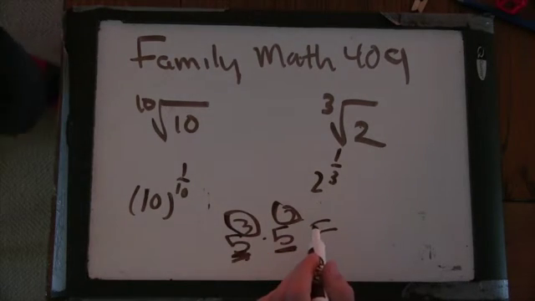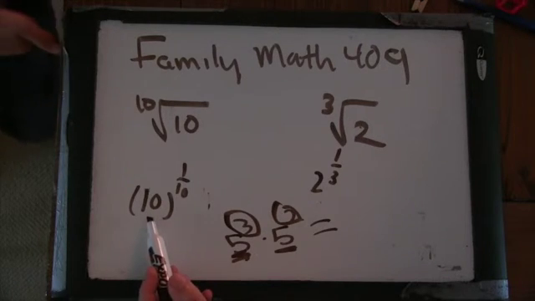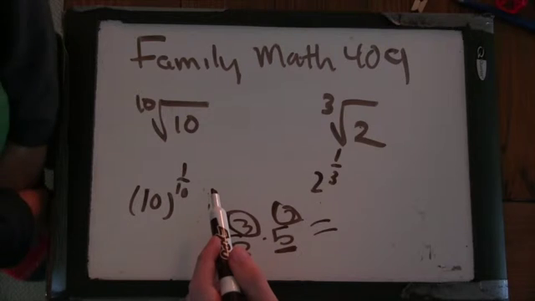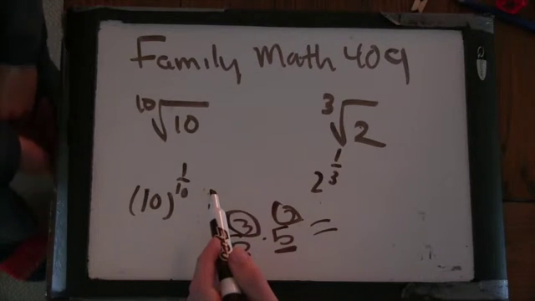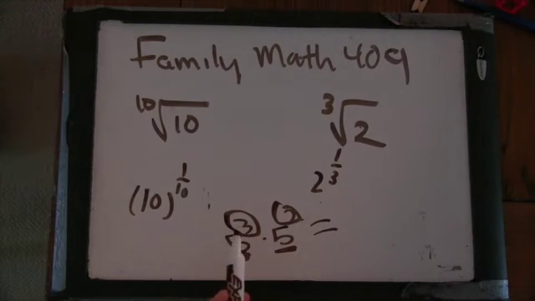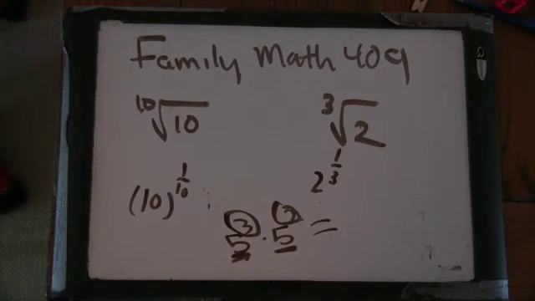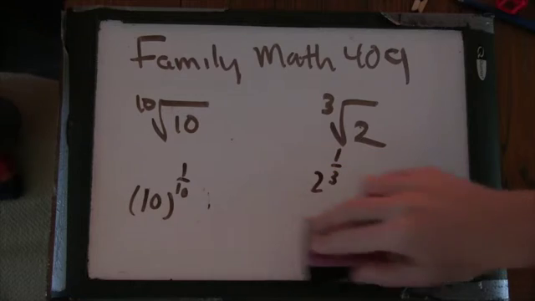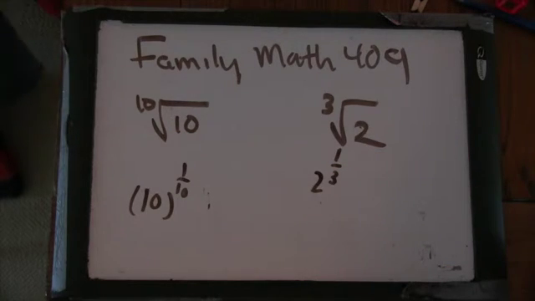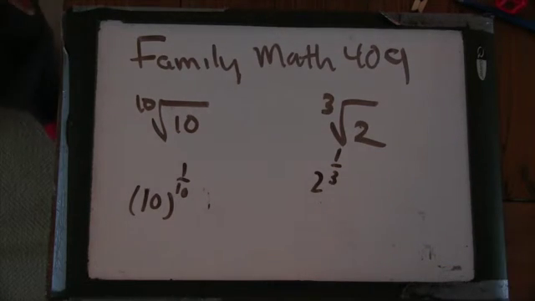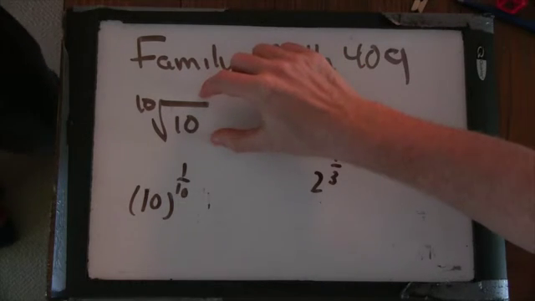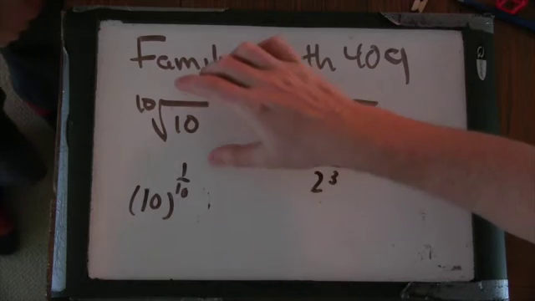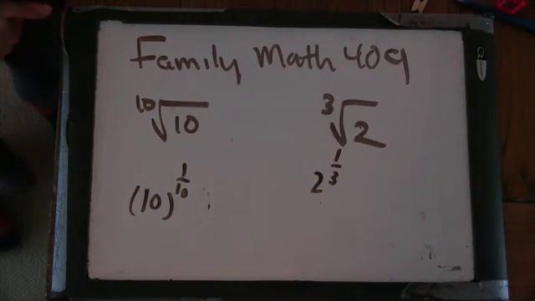So when you multiply the 10 to the 1/10 times 10 to the 1/10, what do you get? 10 to what power? 10 to the 2/10. And when you do it 10 times, what do you get? 10 to 10/10, which equals 10 to the 1, which equals 10. And when you multiply this one together 10 times, what do you get? You get 10 also. So these are two different ways of representing the same number.